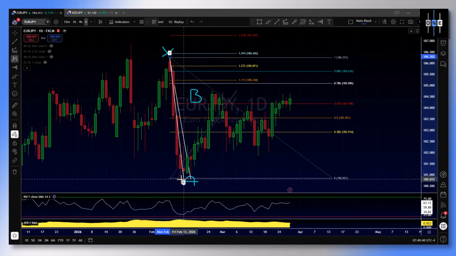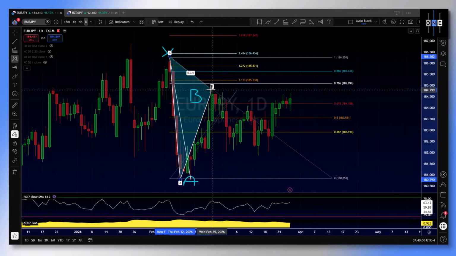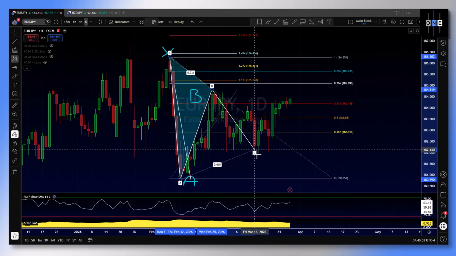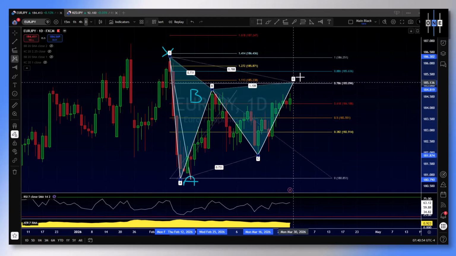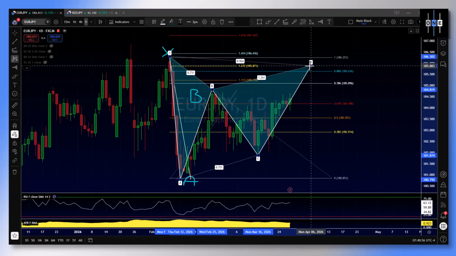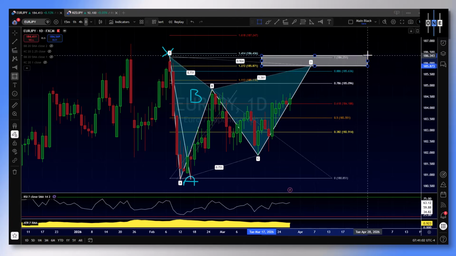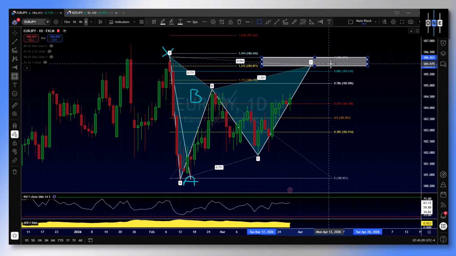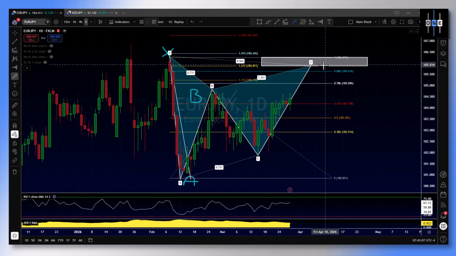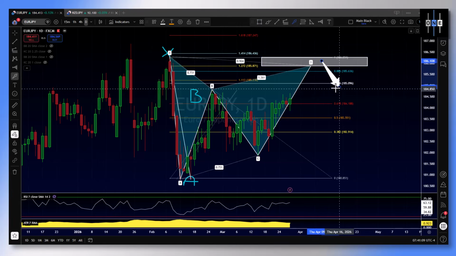Swing high to swing low, X to A. Retracement here, A to B. Secondary retracement there, B to C. And if price action comes into this 127 Fibonacci completion level, that is going to be the completion point of my bearish Gartley, with the zone working all the way back up to the high of my X leg, looking for shorts here on Euro Yen.